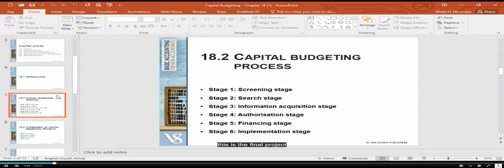After the screening stage, you move to the search stage. So in other words, you do research. This plant, is it a new plant, or do we need to do some repairs, and then we have to use that plant? So that is the search stage. When it was purchased, who was the supplier? So those items you need to consider before you take a decision. The organization needs to obtain more information regarding the alternative investment projects that are available. This will enable them to make more informed decisions when investing in specific projects.